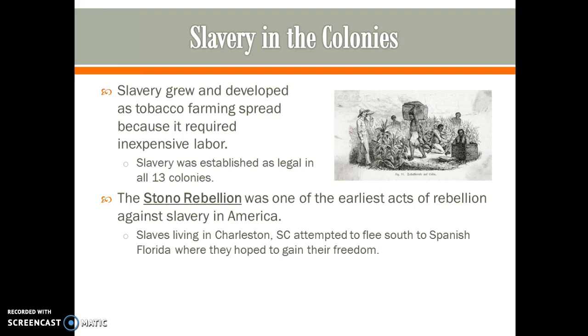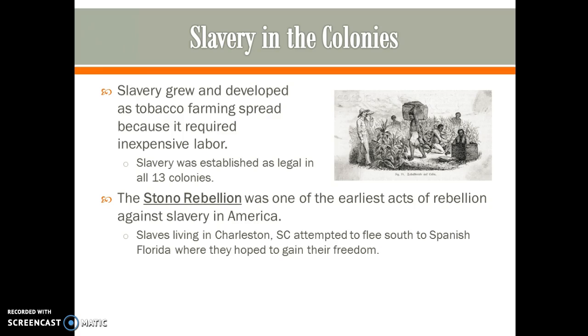The Stono Rebellion was one of the earliest acts of rebellion against slavery in America. In Charleston, South Carolina, these slaves attempted to flee to the south, to Spanish Florida. And if they had escaped to Spanish Florida, there weren't as many colonies there besides St.